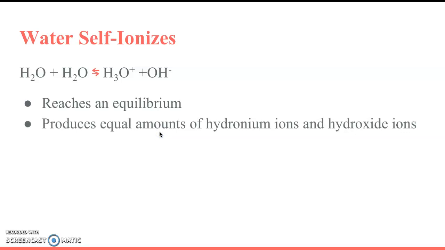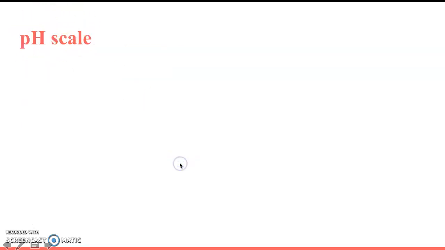The important part to understand is that it produces the same amount of hydronium ions and hydroxide ions. In fact, as you can see from this equation, we have 1 mole and another mole. This means when you have the same amount of hydronium and hydroxide ions, you have a perfectly neutral solution. pH is going to be 7. pH of 7 is neutral. Water is usually the most common example of a neutral solution.